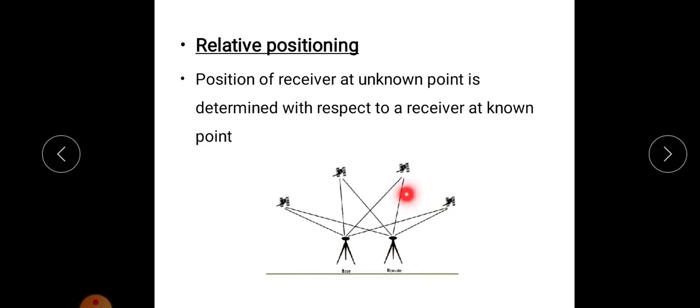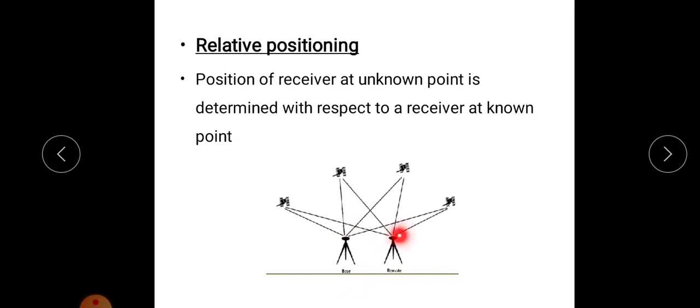This is the figure showing relative positioning. That is, the position of a receiver at an unknown point is determined with respect to a receiver at a known point. Here there will be two receivers. One will be located at the known point, and the second one is located at the unknown point. Here this is the receiver located at the known point. The position of this point is known, and this is known as the reference point.